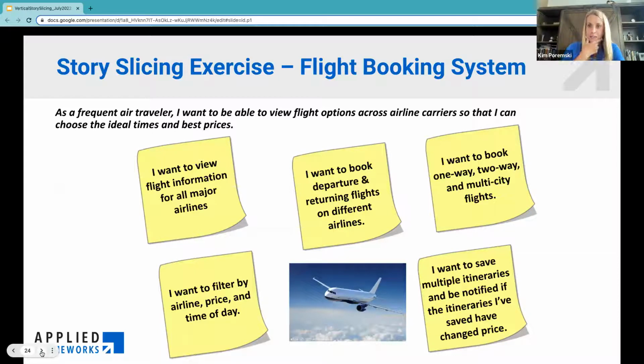I used to travel a lot before COVID and used Google Flights all the time, which was my inspiration for this example. I just threw out on these sticky notes some of the things that Google Flights allows you to do. I can view flight information for all major airlines. I can book departure and returning flights on different airlines. I can book one-way, two-way, multi-city flights, and so forth. So I just started to brainstorm the functionality that Google Flights allows me to do.